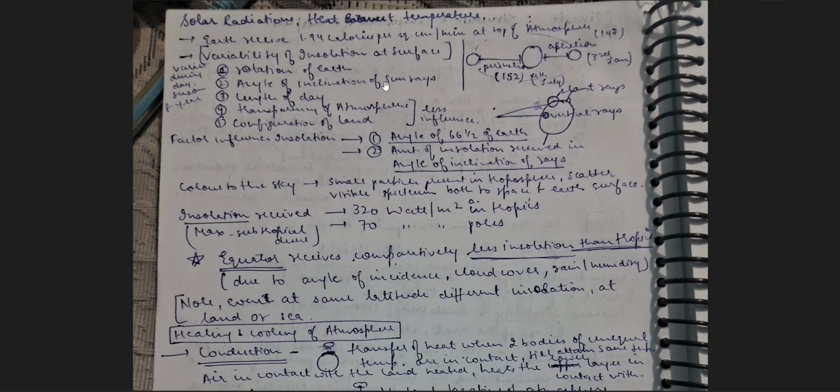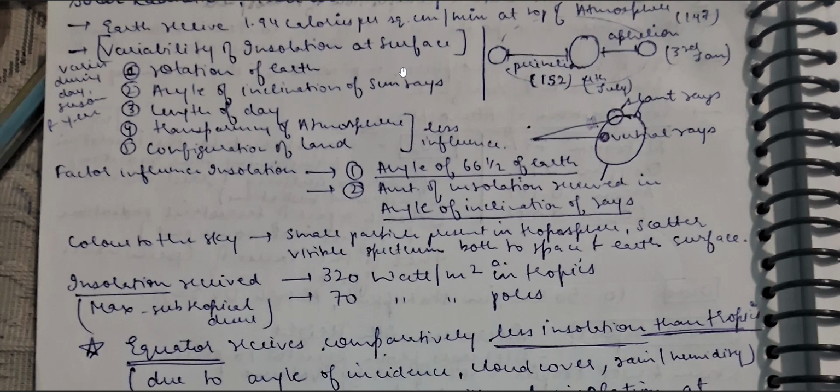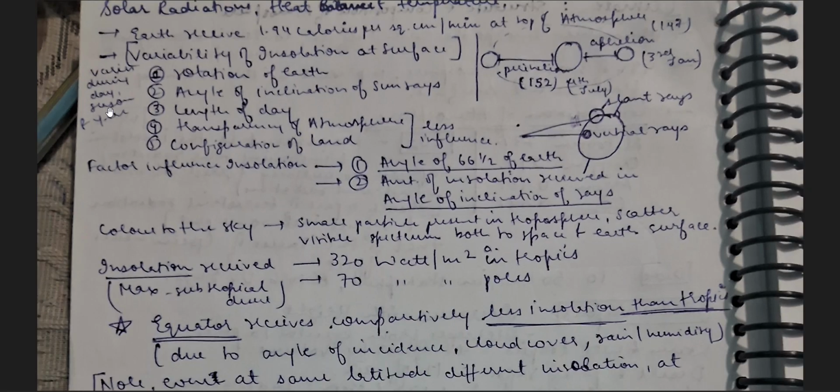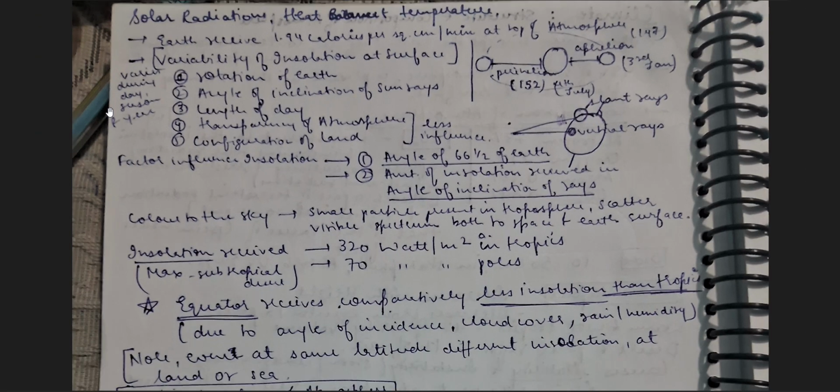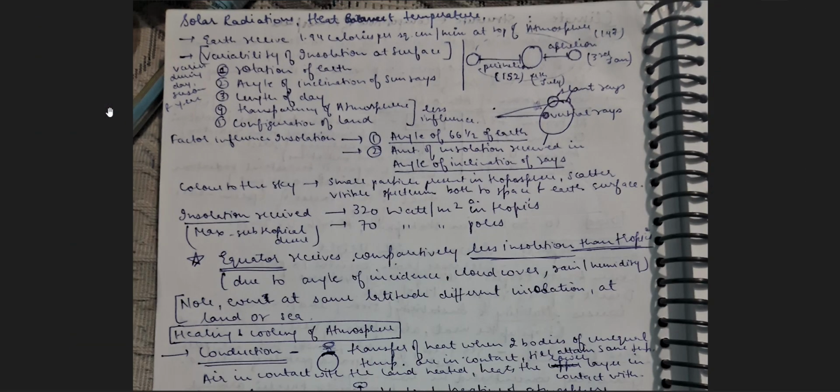Revision series. So this is the second chapter for which we are doing the revision series. The chapter is solar radiation, heat balance and temperature. The revision series is based on your proper NCERT, and all the pointers are taken from NCERT itself.